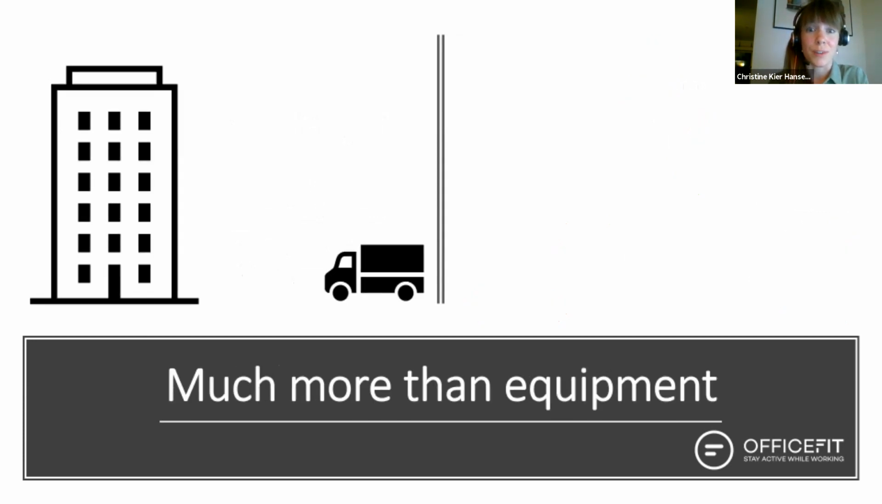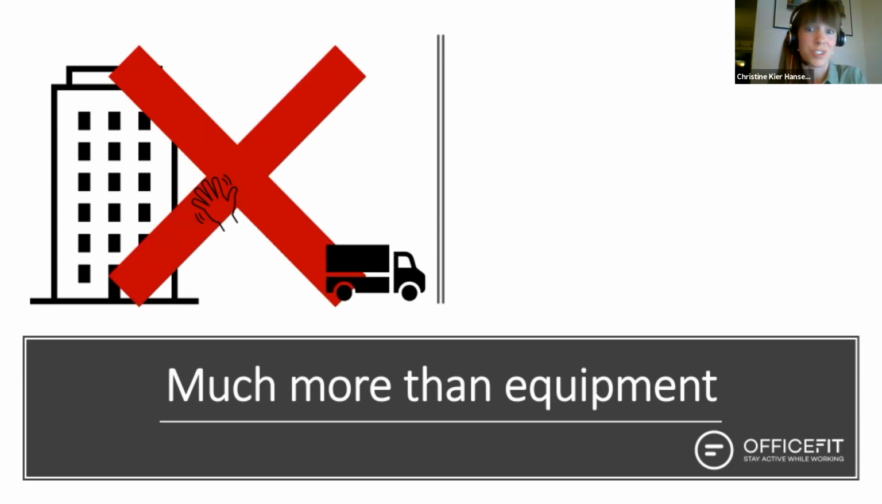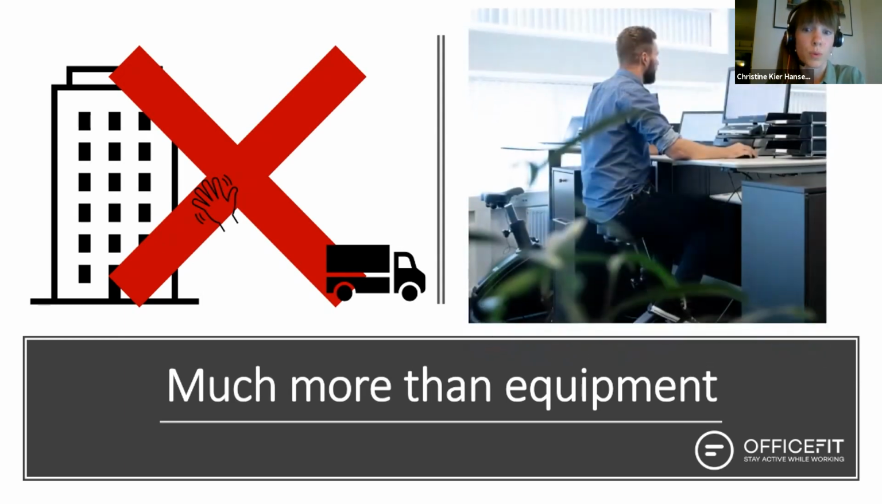At this point, I hope it's clear that OfficeFit is not another furniture retailer just delivering office equipment. At OfficeFit, we want to change behavior, and therefore one of our core values is that we respect people as they are, and we know that people have different starting points and motivations. Some might be ready to use a desk bike while working.